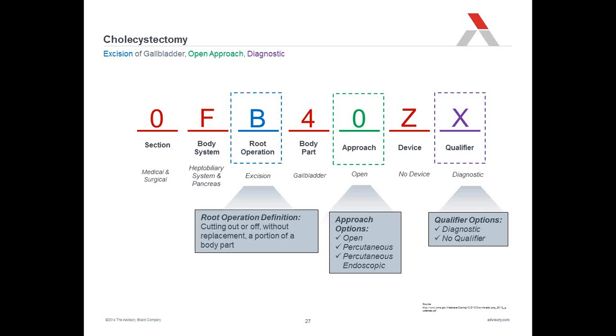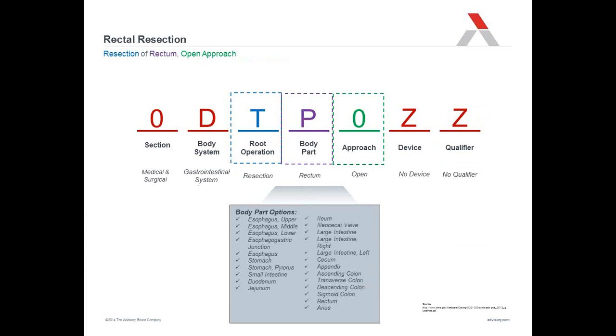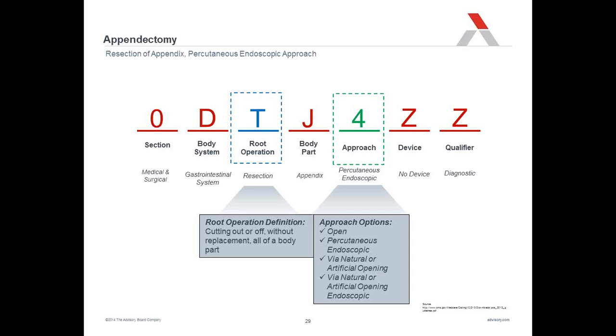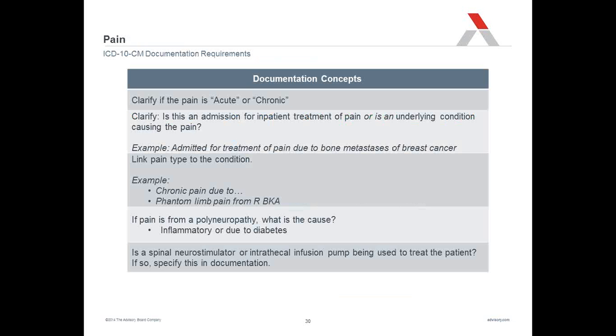Here's another example of a cholecystectomy with an open approach, diagnostic. Here's what a code would look like with the resection of the rectum, open approach. And you can see here again, the body part options are very, very specific. And the more specific you can describe that, and you typically do in your operative reports, the more specific the coders can be in assigning the appropriate digit for that code. Here's what a code for an appendectomy would look like. And again, we're highlighting the root operation and the approach that was taken.